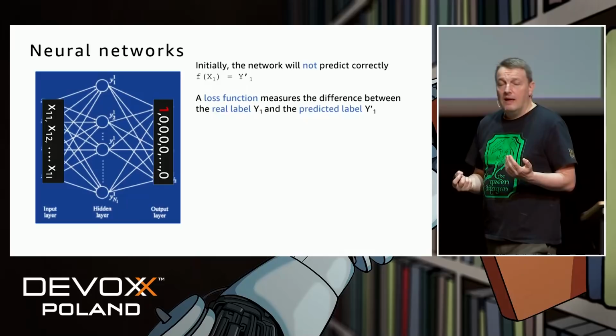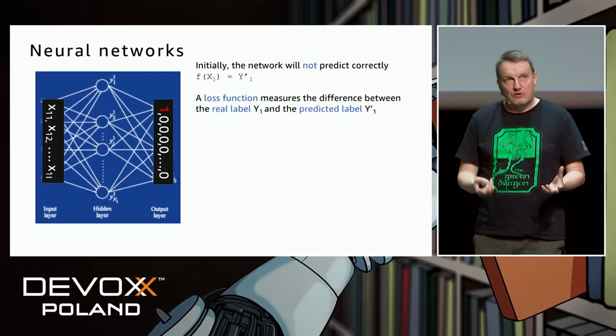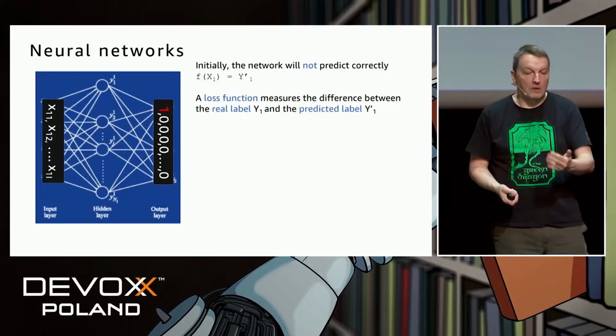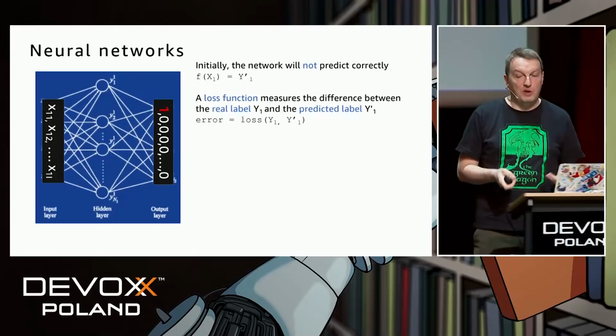And remember that y1 and y prime 1 are really probability vectors, so it's not as easy as subtracting one from the other. But you don't have to worry about those because all the deep learning libraries provide those loss functions already. So you can just use one that matches the problem you're trying to solve. So this loss function will give us the error, just a numerical value measuring the error, the distance, so to speak, between the two vectors.